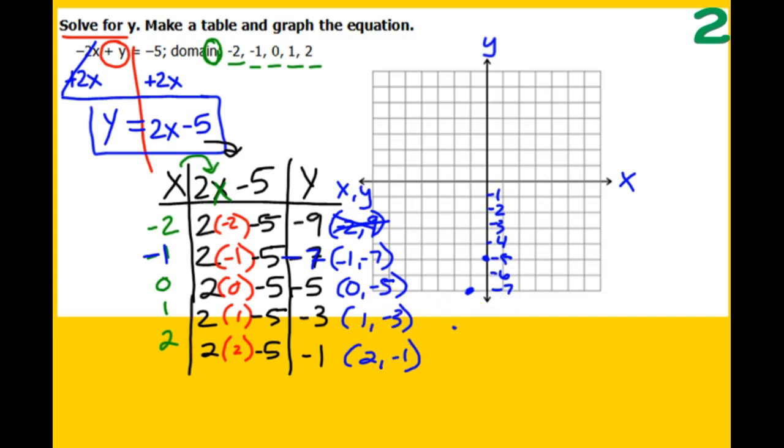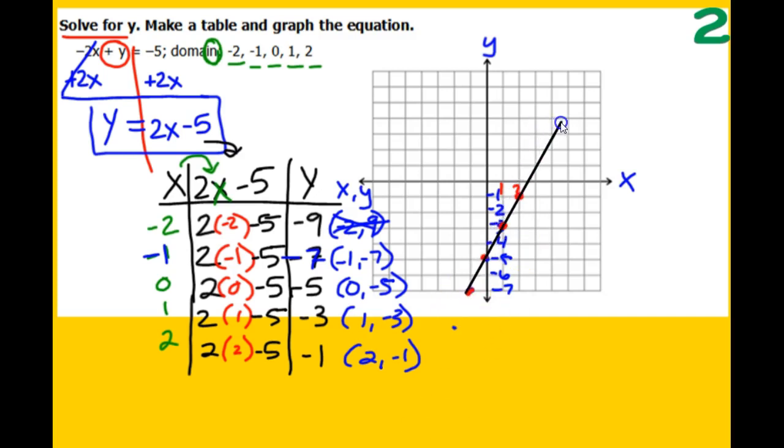Then our next point, I'm just going to make these red so we can see the difference here. Our next point is 1, negative 3. So x is 1 to the right, and then down 3, right there. Remember, we should be forming a nice straight line, so if you don't, you made a mistake. And then last 2 on my x-axis, 1, 2, and then negative 1 is down 1, right there.